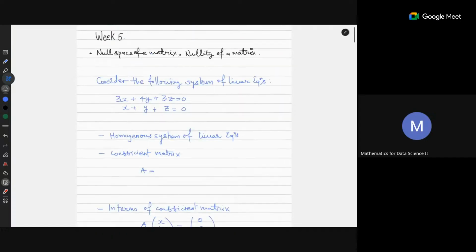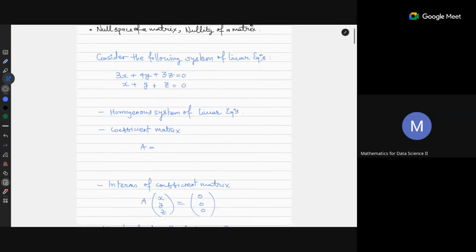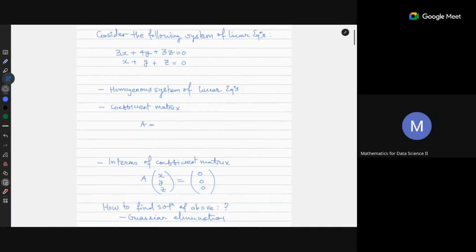All right. So now let's start with this homogeneous system of linear equations. Can anyone tell me how many equations? There are 2 equations and 3 variables. So can anyone tell me what the coefficient matrix will look like? 3, 4, 3, 1, 1, 1, right? Yes. All right. This is your coefficient matrix.